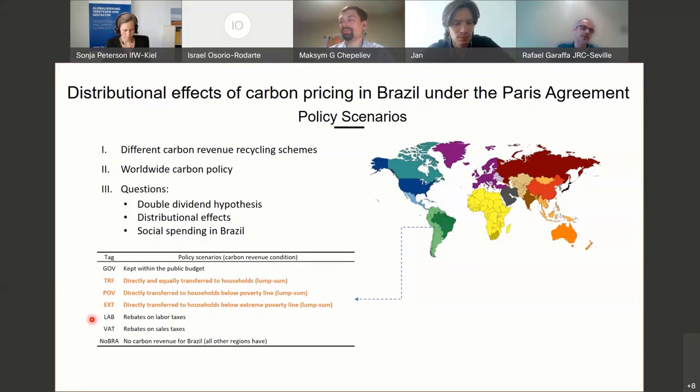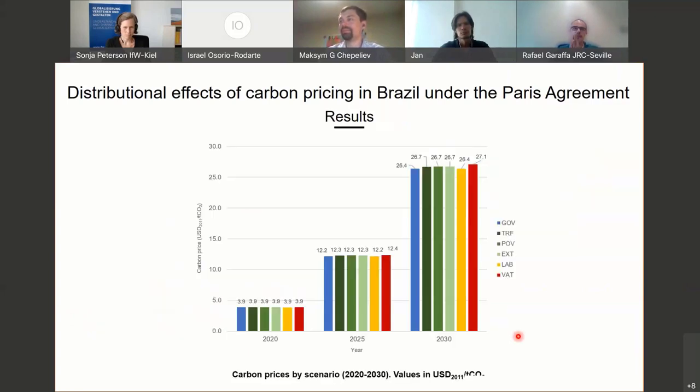And then we have two other simulations that account mostly for the idea of getting a more efficient tax system. We direct the carbon revenues to rebate labor taxes or sale taxes. Let me jump to the comment on the results.